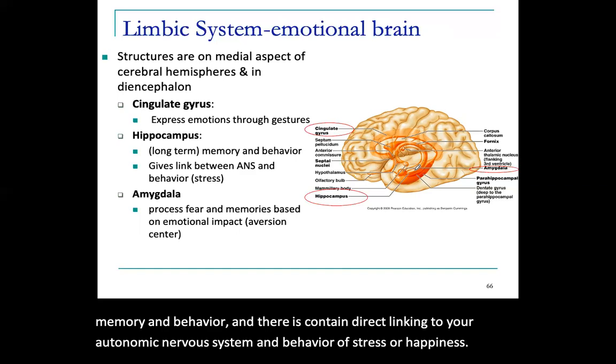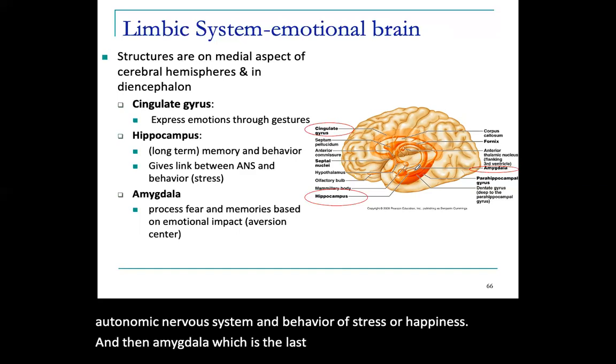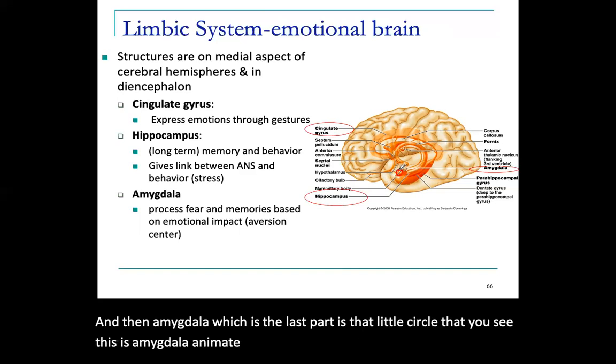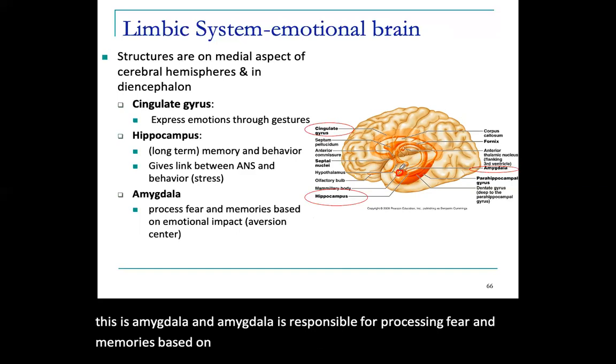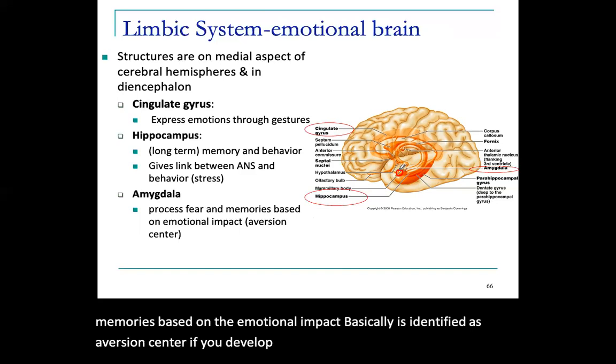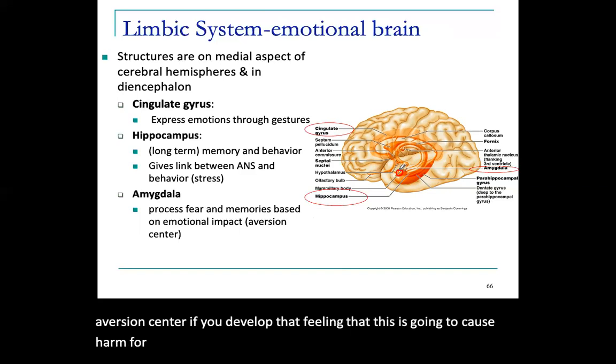And then the amygdala, which is the last part, is that little circle that you see. The amygdala is responsible for processing fear and memories based on the emotional impact. Basically, it's identified as the aversion center. If you develop that feeling that this is going to cause harm for you, you will avoid that environment or that scenario.